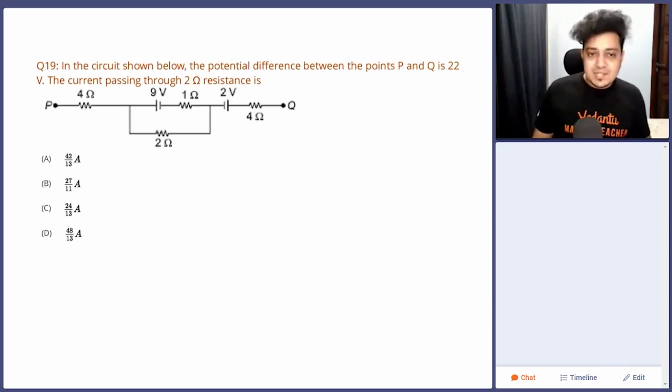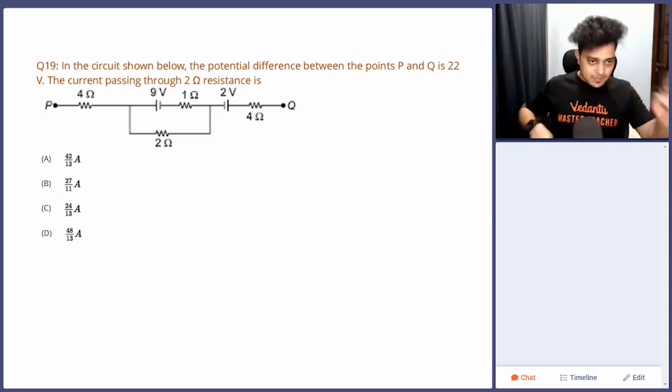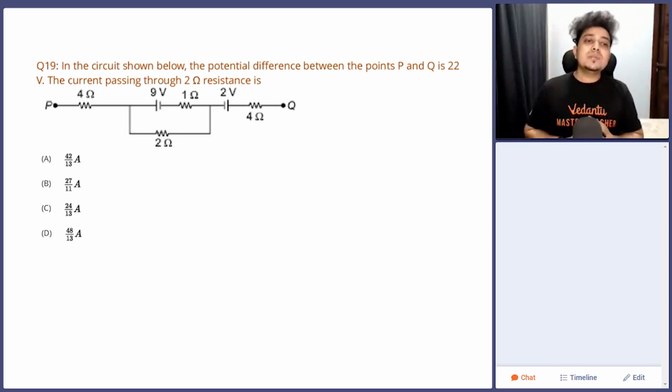In the circuit shown below, the potential difference between point P and Q is 22 volt. The current through the 2 ohm resistor will be. Okay. Cool.